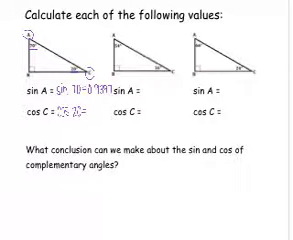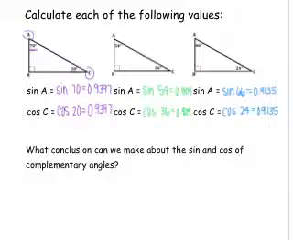So what I want you to do is go ahead and find the cosine of C here, and then go ahead and complete these other 4 problems and see if you can come to a conclusion about the sine and the cosine of complementary angles. So complementary would be, if I'm given a right angle, the other two automatically have to be complementary because they have to be at 90 degrees.